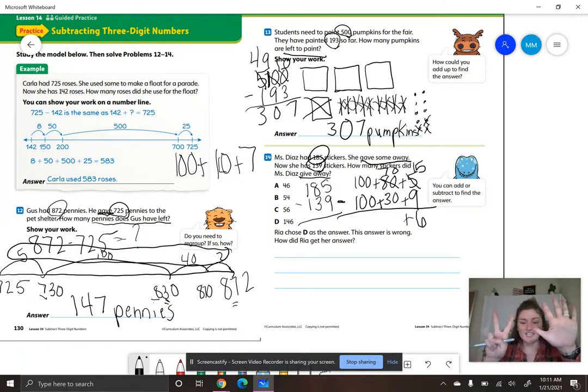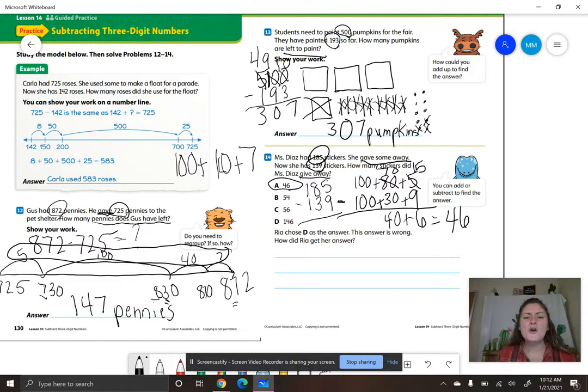I have 70. Can I take away 30? Yes, I can. How many is left? 4 tens, which is the same as 40. And if I have 100 and I take away 100, how many hundreds do I have? 0. I do not need to finish in my hundreds place. So 40 plus 6 makes 46. How many stickers did Miss Diaz give away? Look at your options. A shows 46.